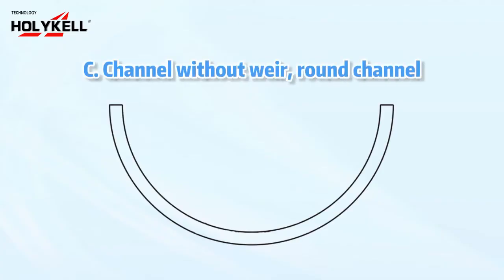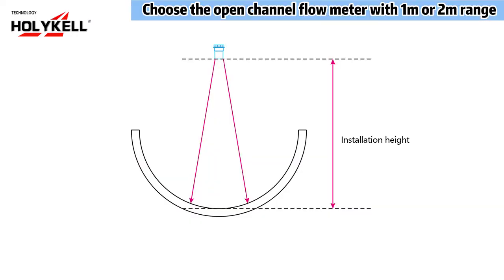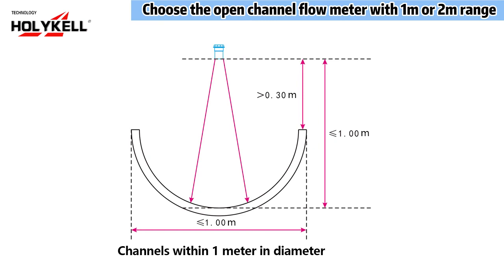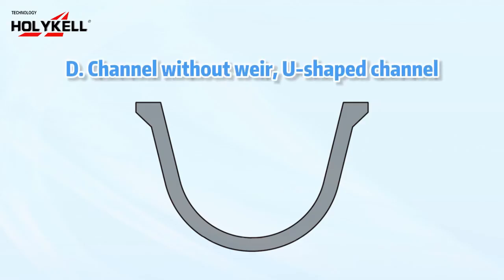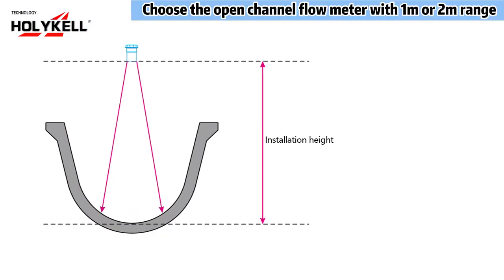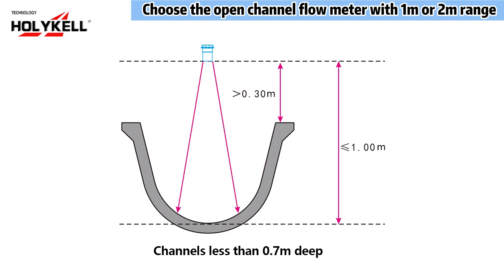C, channel without weir, round channel. Choose the open channel flow meter with 1 meter or 2 meters range. D, channel without weir, U-shaped channel. Choose the open channel flow meter with 1 meter or 2 meters range.